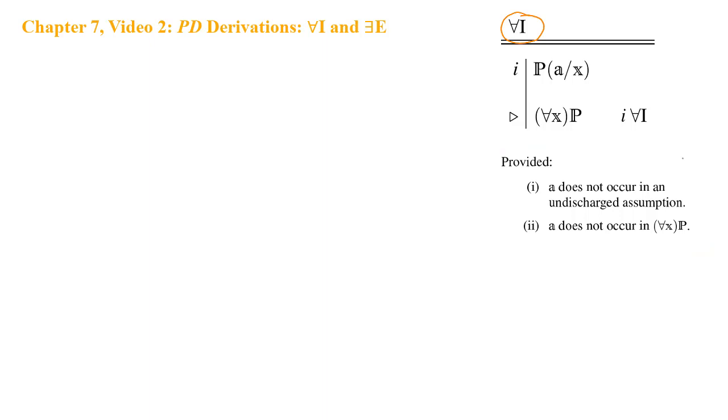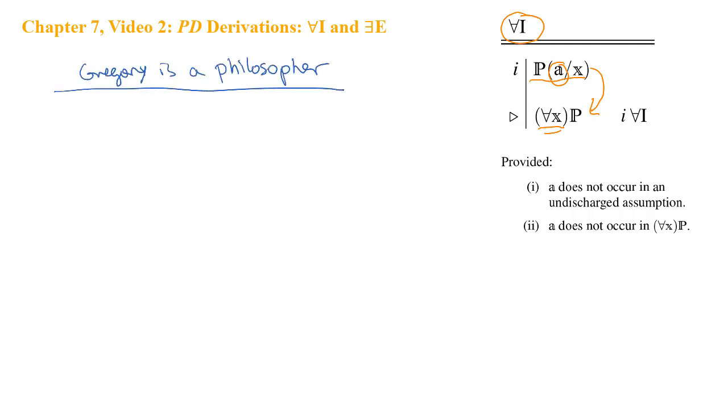If you look at this rule, it looks very much like existential introduction. If you have some formula that contains a constant, you can add a universal quantifier and replace that constant. This seems like it might be a bad idea, because if we had something like the following, Gregory is a philosopher, it seems like this form would allow us to replace the constant with a variable and universal quantifier to get everyone is a philosopher. But clearly this is a fallacy.